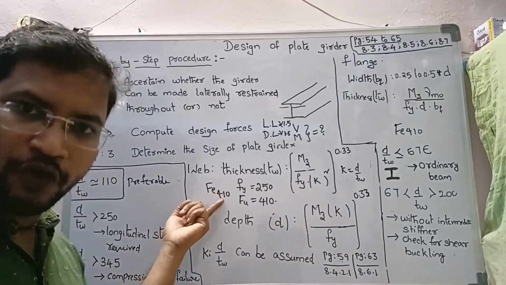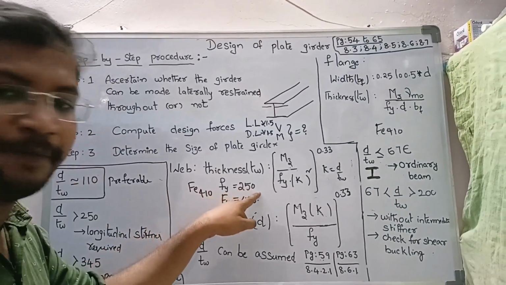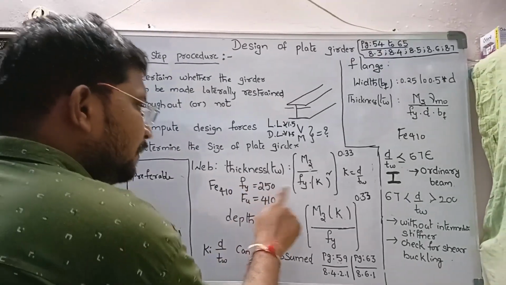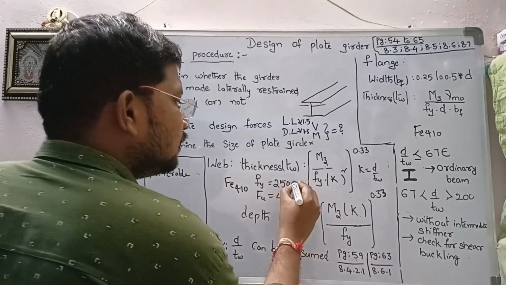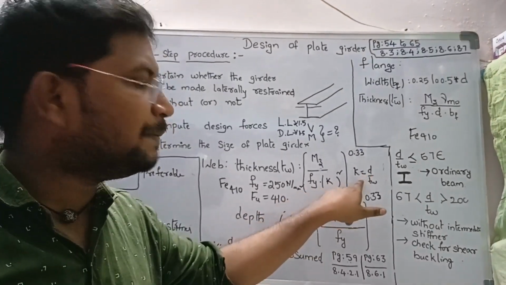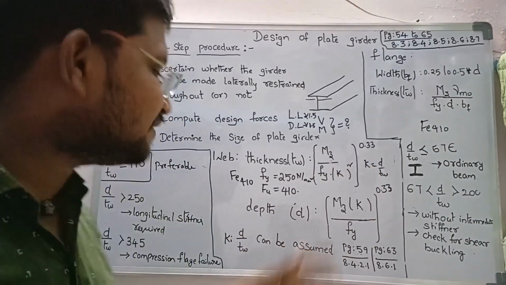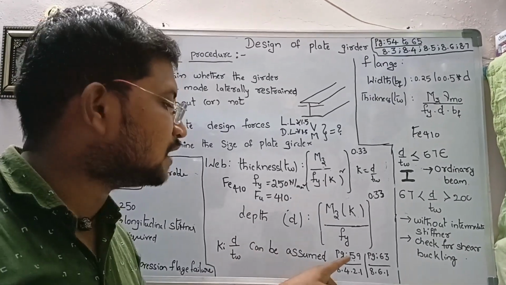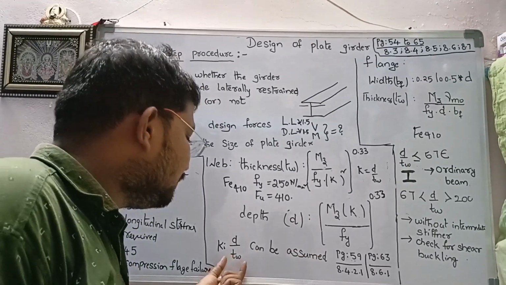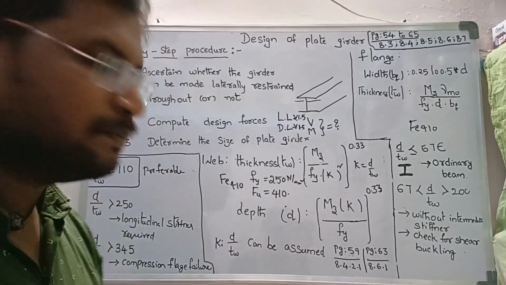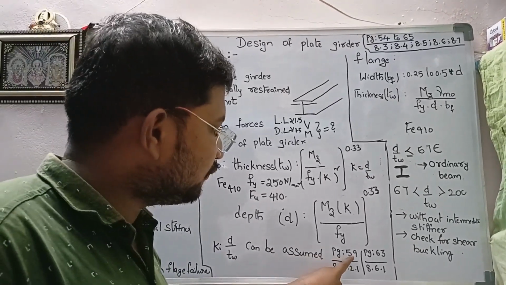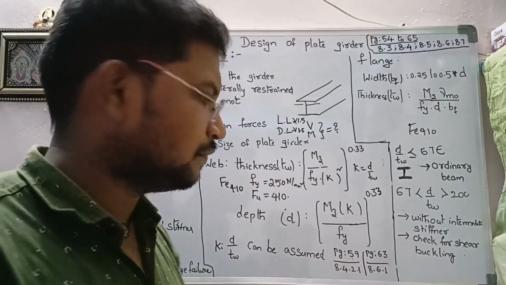As we are using Fe 410, fy is 250, fu is 410. It means fy is 250 Newton per mm square. And k, that is d by tw value, we need to assume based on the provisions of page number 59 to 63. Okay, d by tw value should be assumed based on the provisions given in IS 800 2007, from page number 59 to 63.